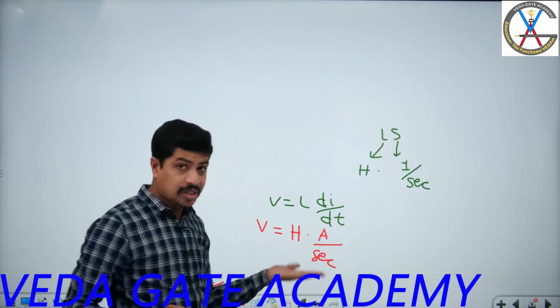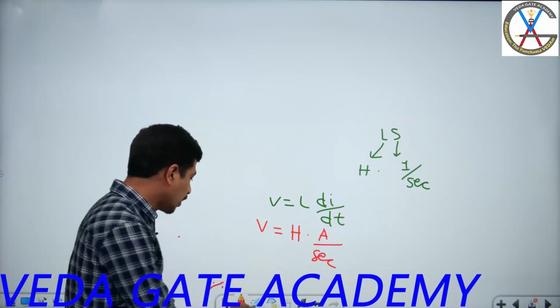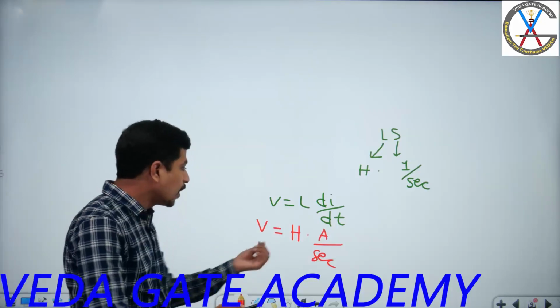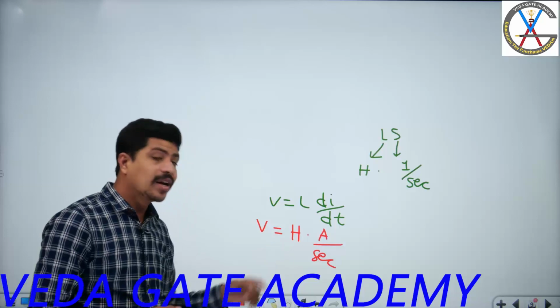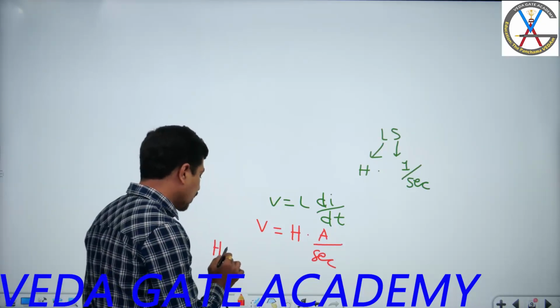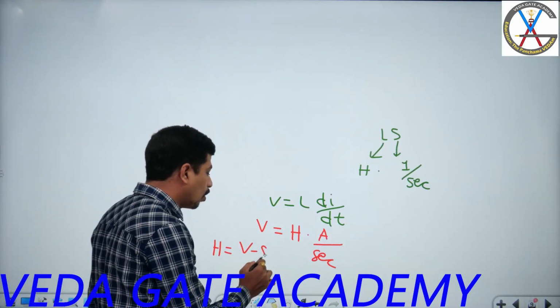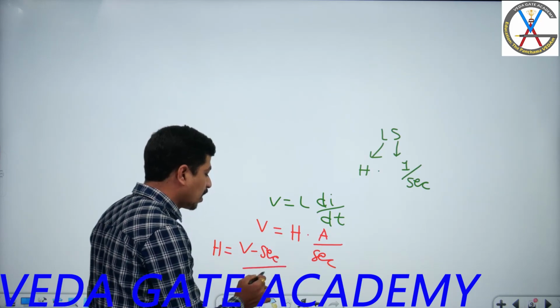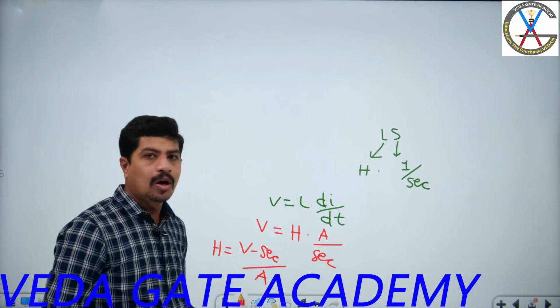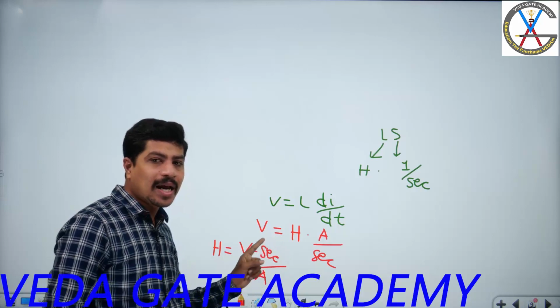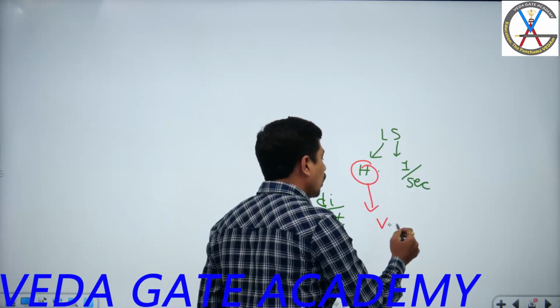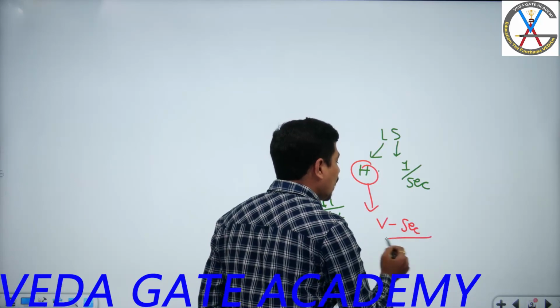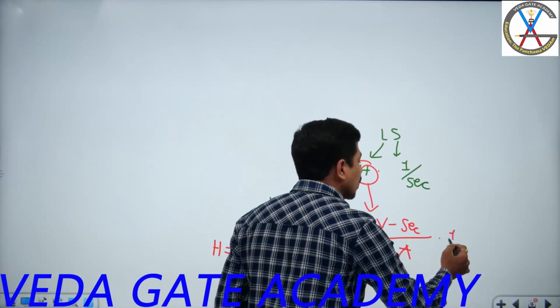I'm writing units here. Volts is equal to henries into amps per second. What do I want? I want the units of henries. Now, what is this henry? Henry is equal to volt second per amp. Let me now substitute here: volt second per amp into per second.